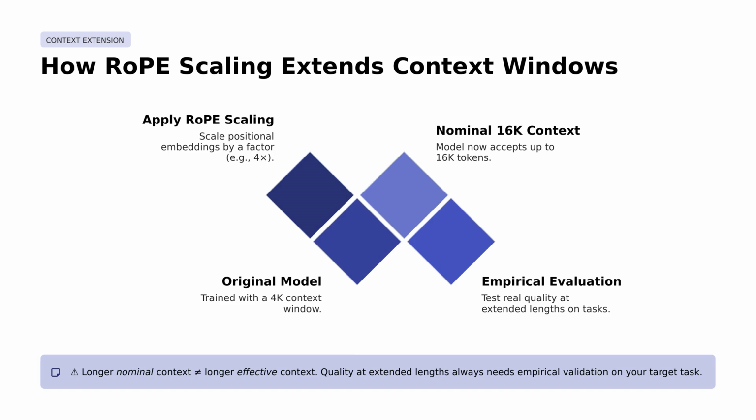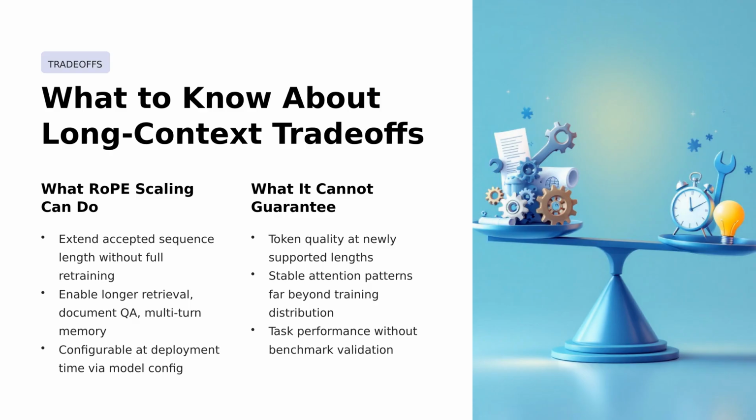When we talk about long context trade-offs, RoPE scaling can help extend a model's accepted sequence length without full retraining. That makes longer retrieval, document question answering, and multi-turn memory more practical, and it can often be configured at deployment through the model settings. But it's not a guarantee. It doesn't ensure token quality at those new lengths, stable attention far beyond training, or strong task performance, unless you validate it with benchmarks.